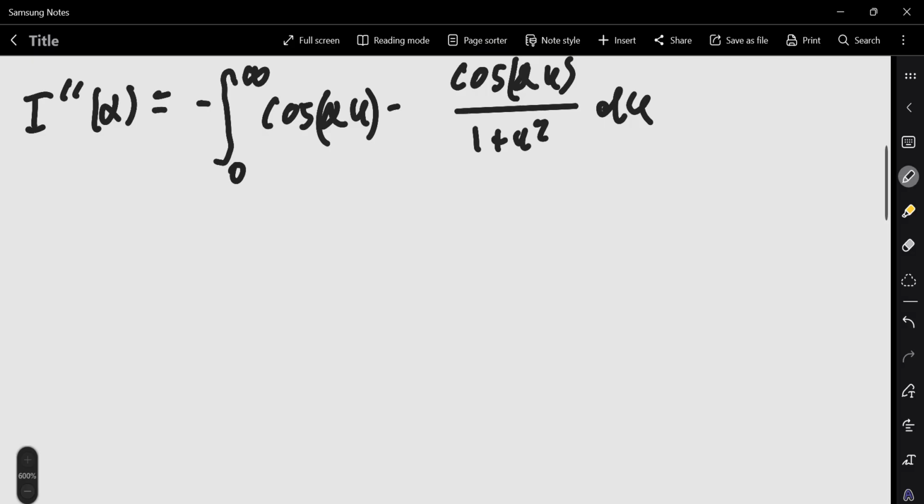Should that not be minus the integral of cos alpha u plus the integral from 0 to infinity of cos of alpha u over 1 plus u squared? I just took them away. Hmm. I think it should be. I think that's a mistake in my notes. I think it should say this.